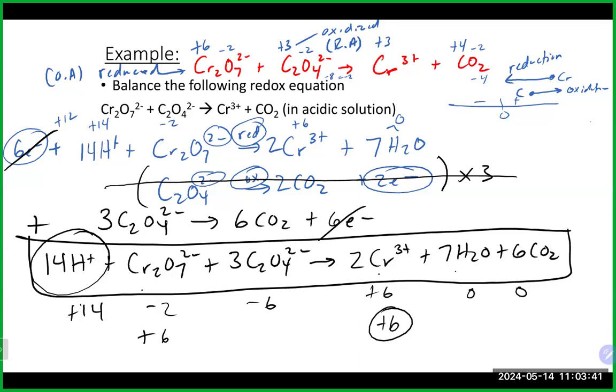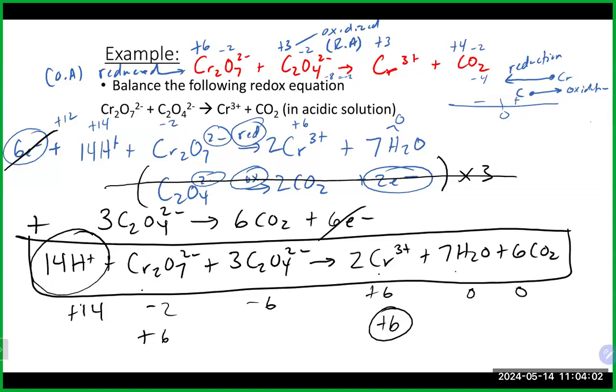In that case, we are balanced both ways that we need to be, both like a normal equation, same number of elements on each side, and same charge on each side. Again, it doesn't have to be 0, but just equal, the same charge. Any questions on how to balance these more complicated redox reactions?